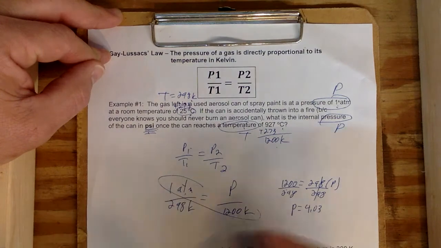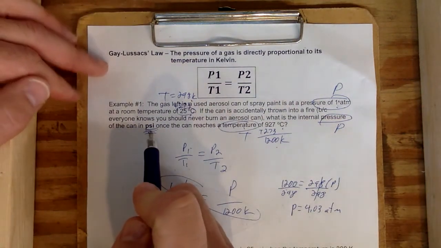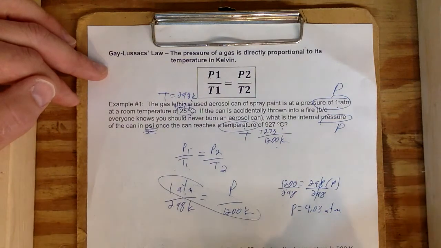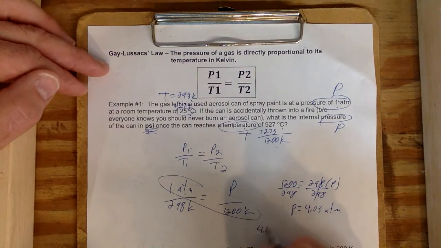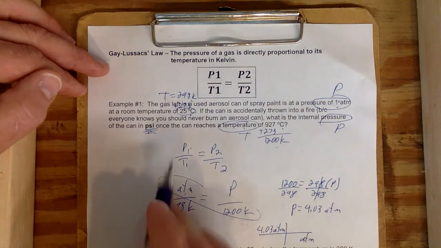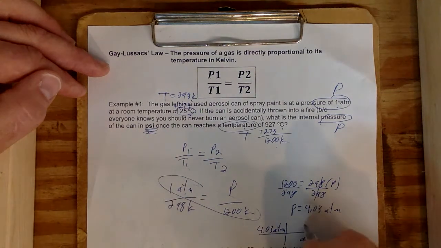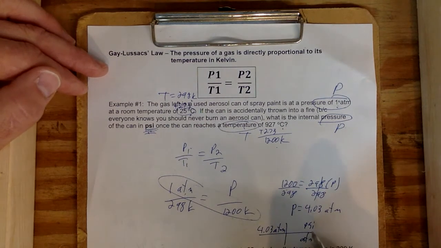And since our pressure was in ATM, that's going to be ATMs, but they want it to be in PSI. So we need to do a one-step conversion. We had some problems like this last week. So I'm going to go 4.03 ATM, multiply, divide. The word on top goes on the bottom. What are we trying to get to? We're trying to get to PSI, so I'm going to put PSI on top. And what were those conversions? So PSI was 14.7 and ATM is 1.